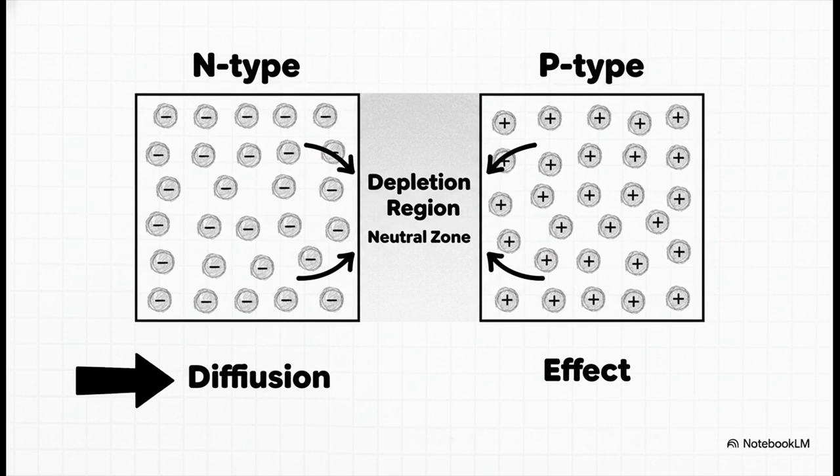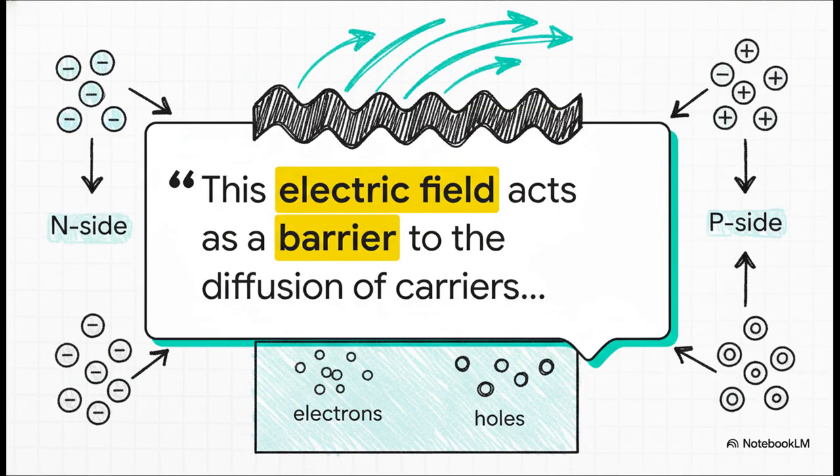But here's the thing, this mad rush only happens in a razor-thin zone right at the junction. In that tiny area, the holes are now filled and the extra electrons have found a home. The area has been depleted of any mobile charges. We call it the depletion region. And this depletion region, this is the secret sauce.